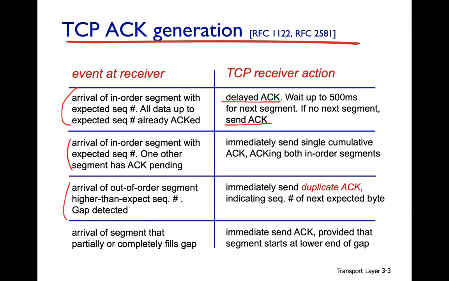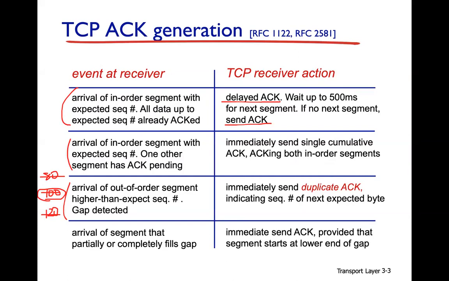So this is the gap inside. In this case, it looks like this. If this segment is 80, the next I want is 100, but I received 120. So I'm missing 100, so I will ACK 100 directly. This one is a duplicate ACK, so this one will be sent out.